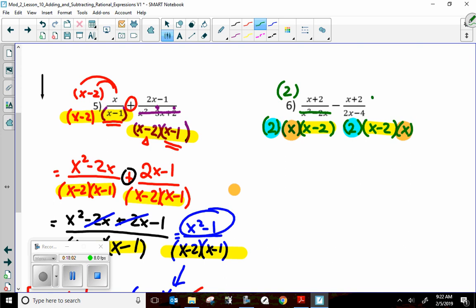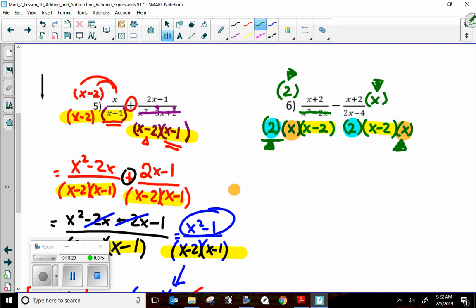X. So what I do to the bottom, I have to do to the top. Keep in mind, I'm only multiplying this fraction by an x. That's why I'm multiplying this by an x. The left fraction, I'm only having to multiply the bottom by 2. So that's why I'm only multiplying the top by 2.